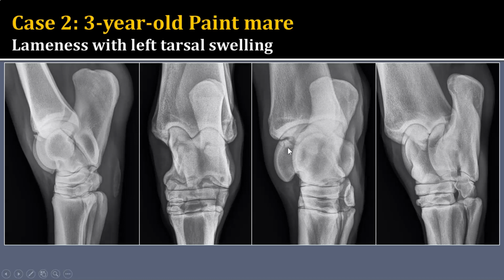However, remember that sometimes we can find these lesions in much older patients because once they're there, if we haven't corrected them, they'll always be there. So developmental disorders can be present in skeletally mature and older patients.